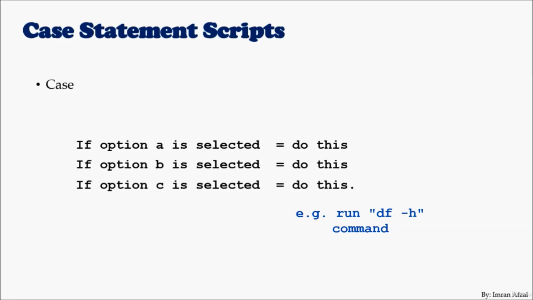Now, what exactly are A, B, or C going to do? Well, it depends on what you assign to them. For example, if you assign A to output the date on the screen, it will output the date if A is selected. So now let's look at the script.